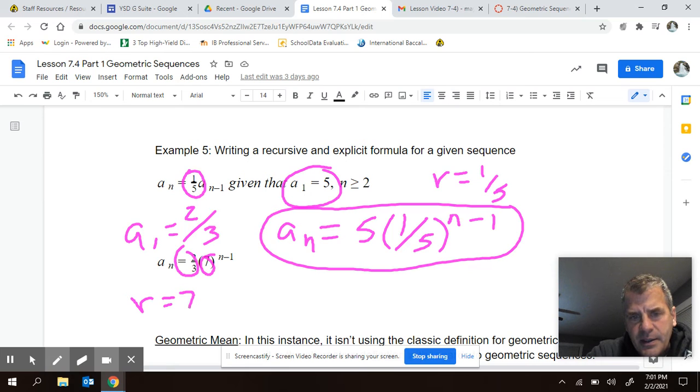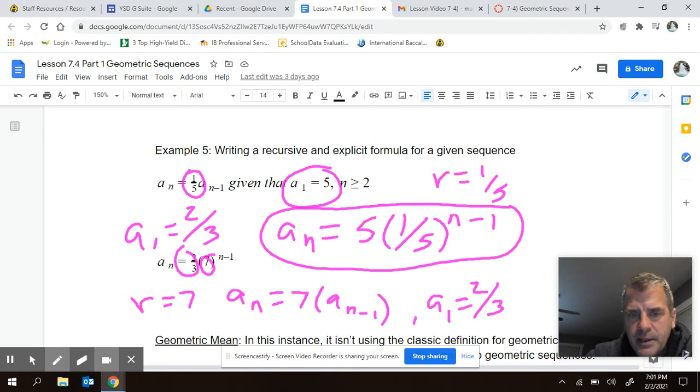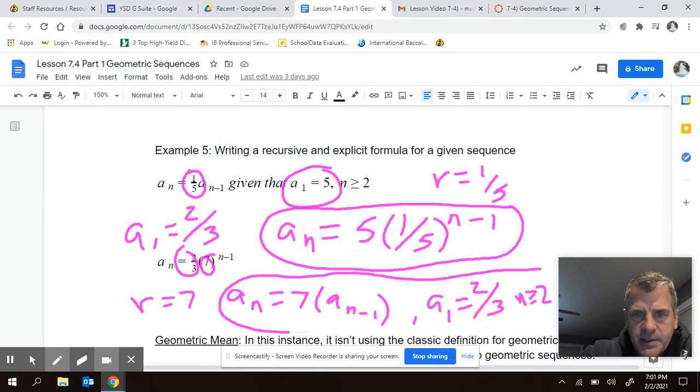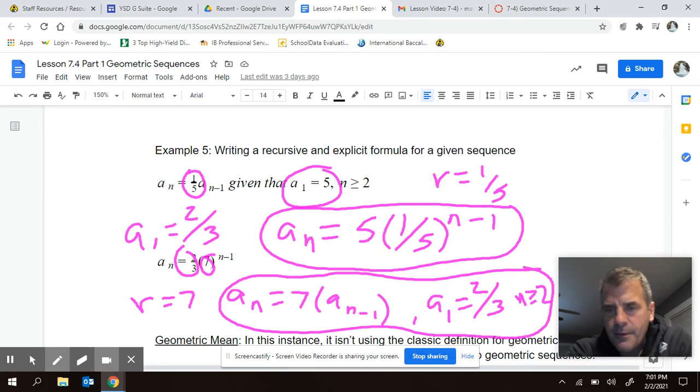And so to write the recursive form of this, we're going to say a sub n is equal to that common ratio of 7 times a sub n minus 1, the previous term. And then we're going to state that a1 is 2/3. That is given that all values for n have to be greater than or equal to 2. So that represents our recursive formula for that explicit form, 2/3 times 7 to the n minus 1.